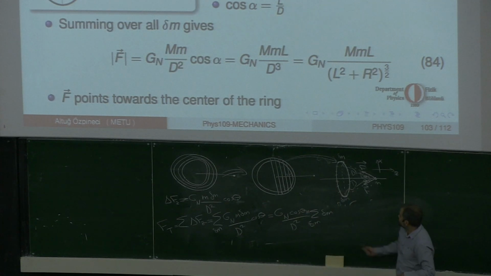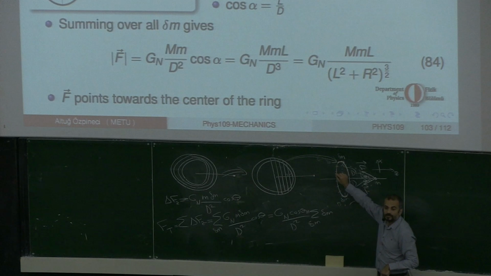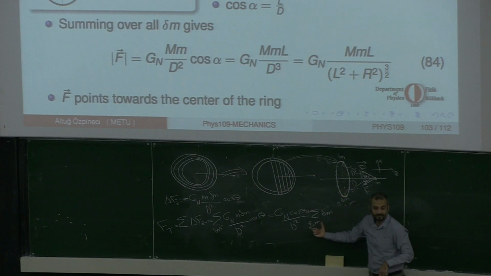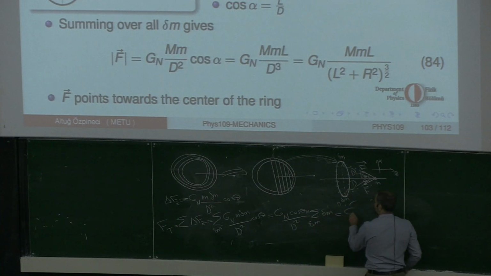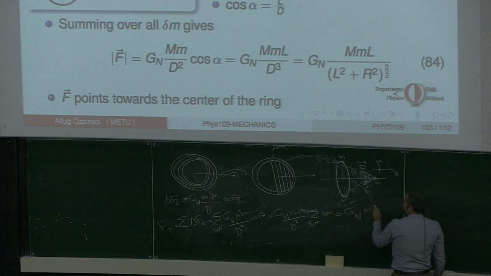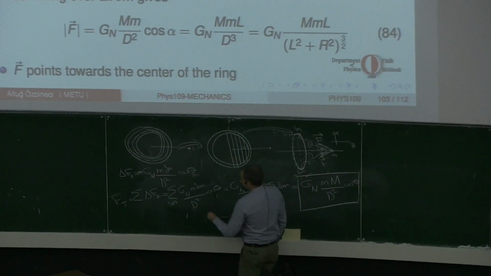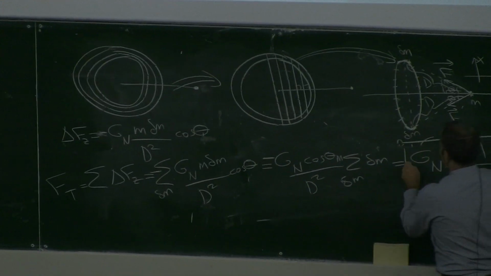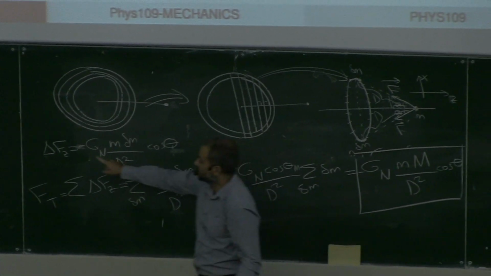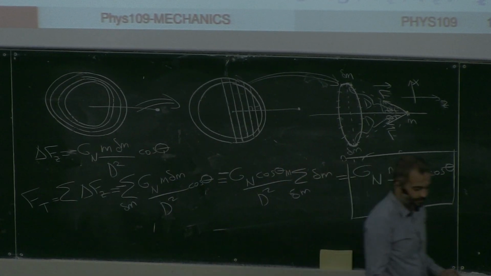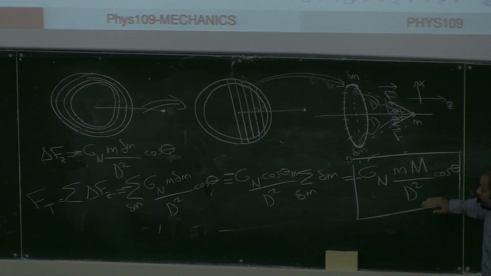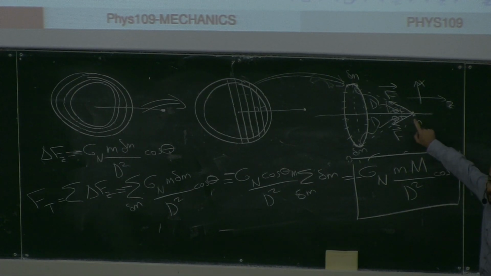Now what I have is I'm just summing the masses of each one of these arcs. I'm summing them over all the arcs. But that will give me the total mass of my ring, over d squared cosine theta. I have a minus sign, which I had forgotten. I have a minus sign over here, so I have to carry it along. So this is the net force acting on my mass m over here.